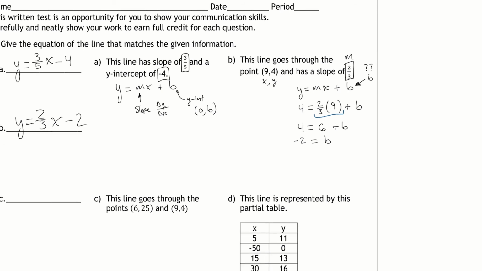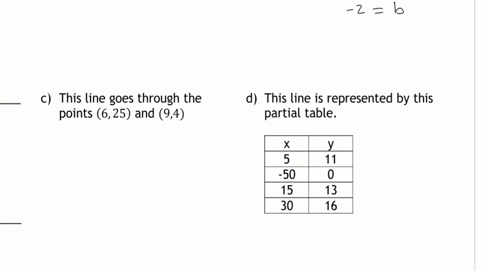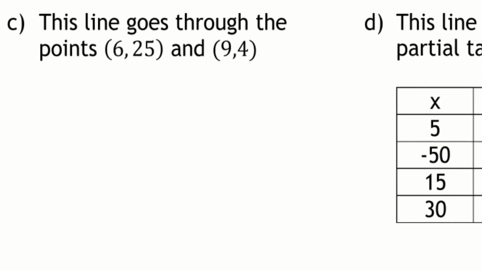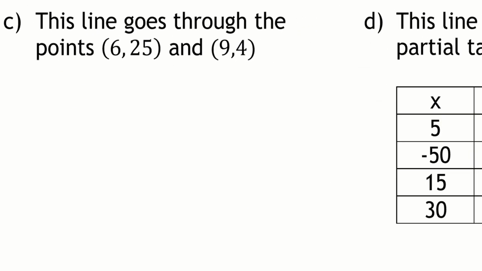All right, let's look at part C. On C, I'm not given the slope, but I am given 2 points that live on a line.